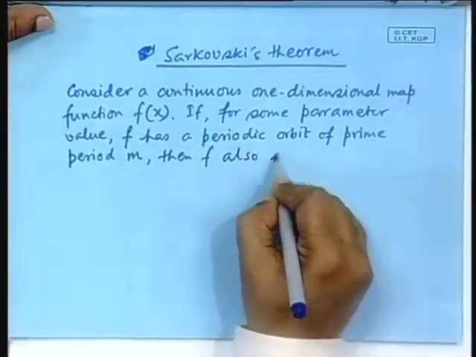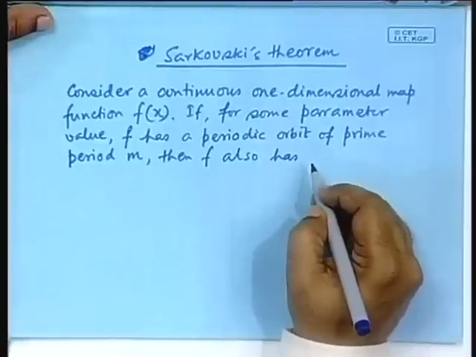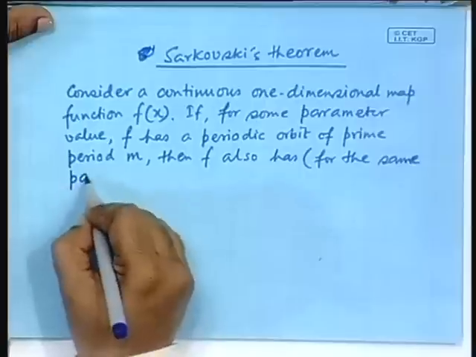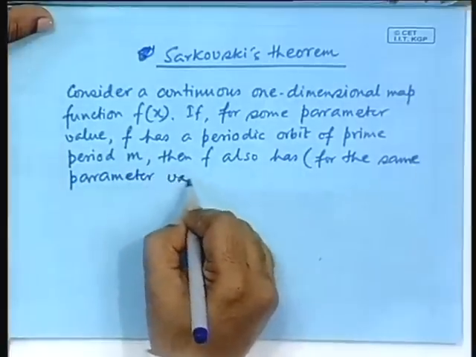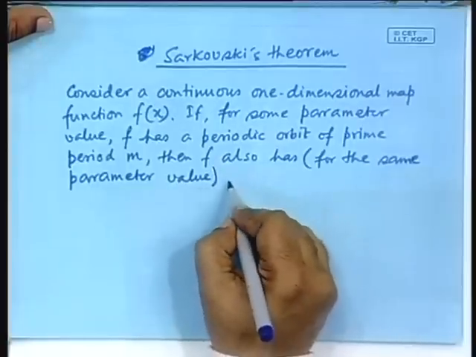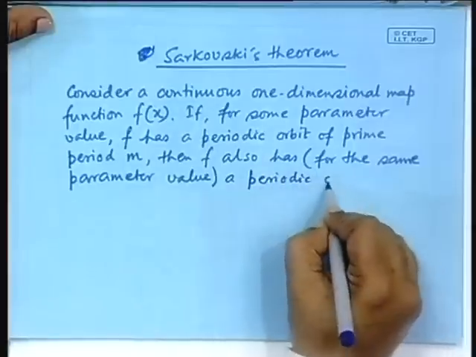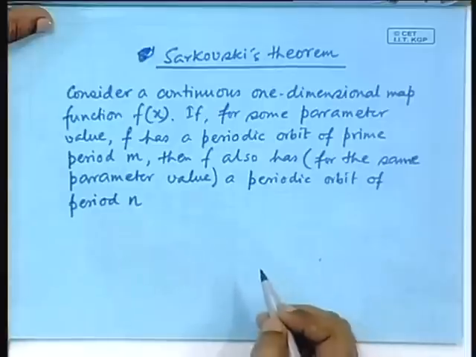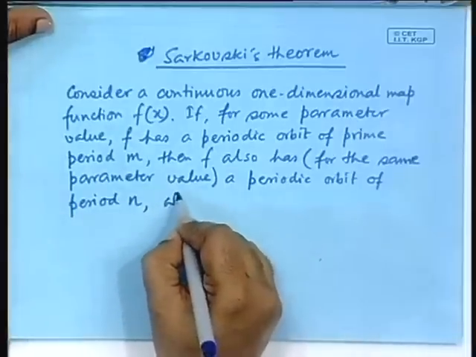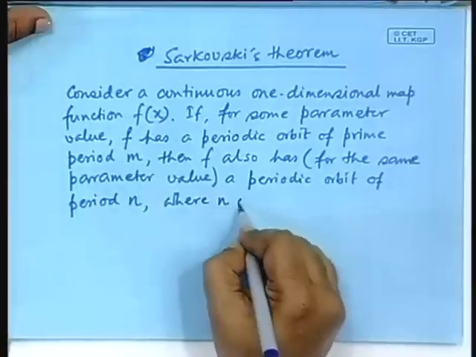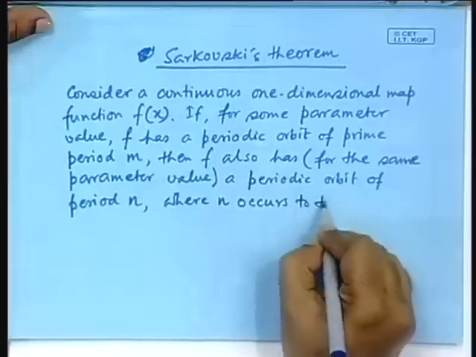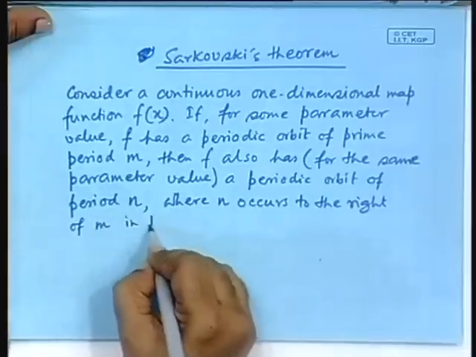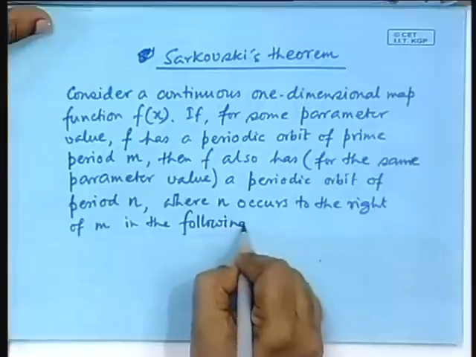F also has, for the same parameter value, a periodic orbit n, where n occurs to the right of m in the following ordered set.